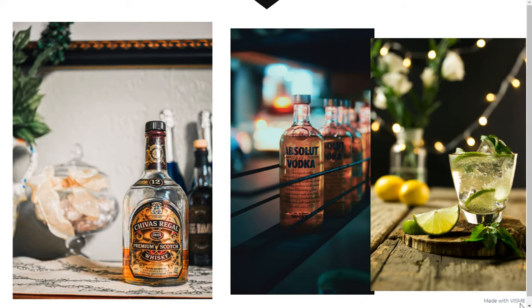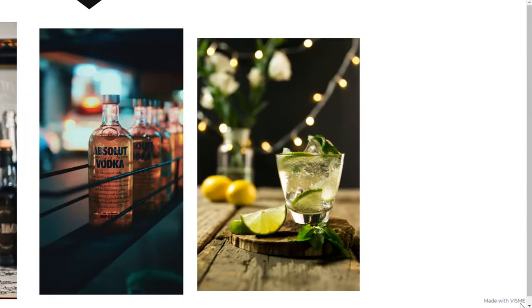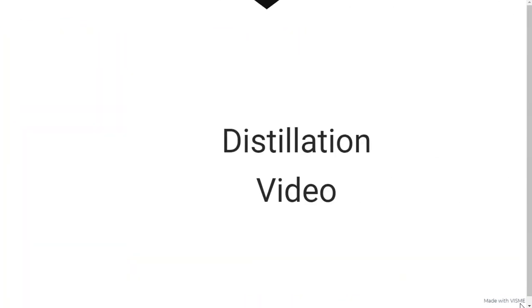In this slide, you see very popular brands: Chivas Regal, which is a premium Scotch whiskey, and vodka. That is Absolut vodka. So whiskey, vodka, gin, tequila, rum and brandy are distilled beverages. Let's watch a video on distillation and let's understand what distillation is all about.